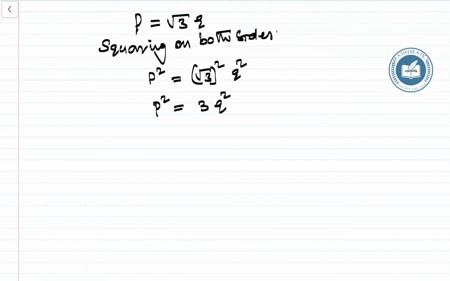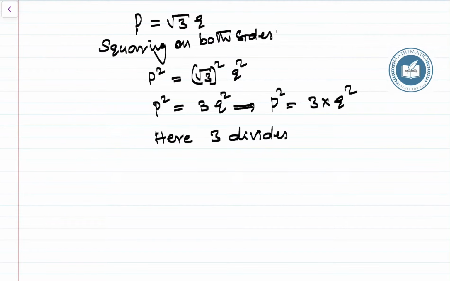From that we can understand that the square of the number can be expressed as the product of 3 and q square. So here p square is expressed as 3 times q square. Its meaning is 3 divides p square. Whenever the square of a number is divisible by 3, then the number is also divisible by 3.